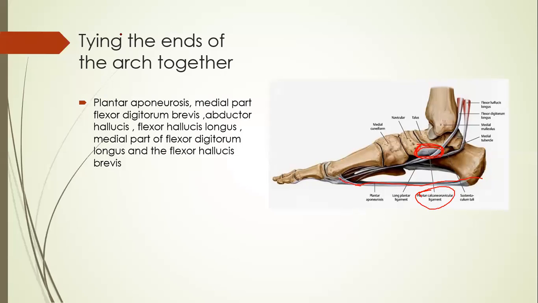So the plantar aponeurosis, medial part of the flexor digitorum brevis, abductor hallucis, the flexor hallucis longus, medial part of the flexor digitorum longus and the flexor hallucis brevis. These all work in action, tying the arch all together and forming the arch. This you can call the arch.